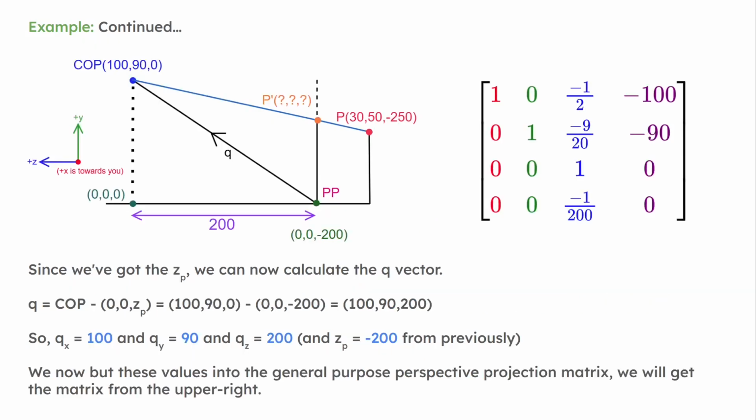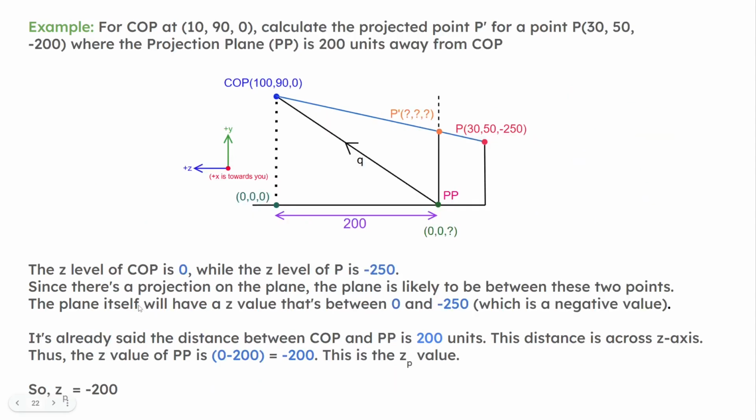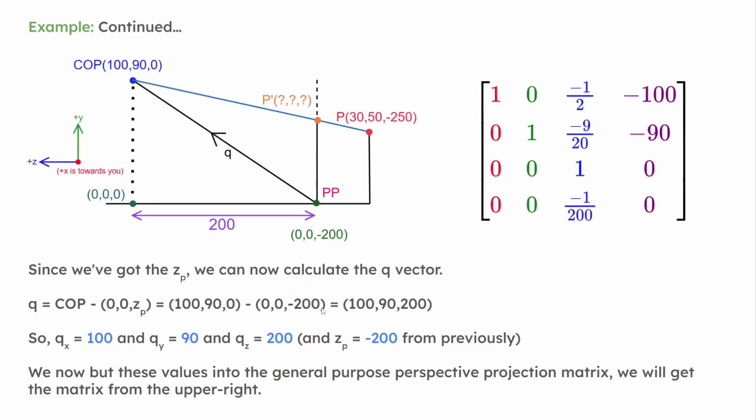These three values, Qx, Qy, and Qz, actually constitute the Q vector. So how can we calculate that? Notice our formula for calculating Q was COP minus (0, 0, Zp). We already know the coordinates of COP, which is 190 and 0, and we already know Zp from our previous slide, which is -200. We can apply this formula to calculate our Q vector, which is 100, 90, and 200. So Qx is 100, Qy is 90, Qz is 200, and Zp is already -200.